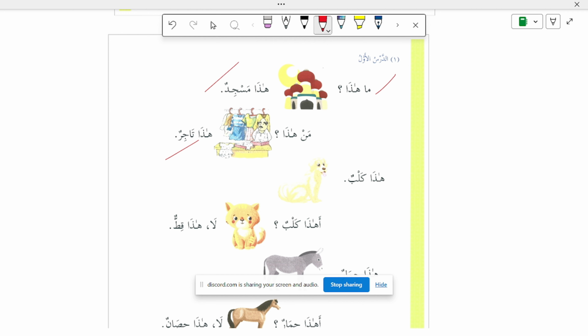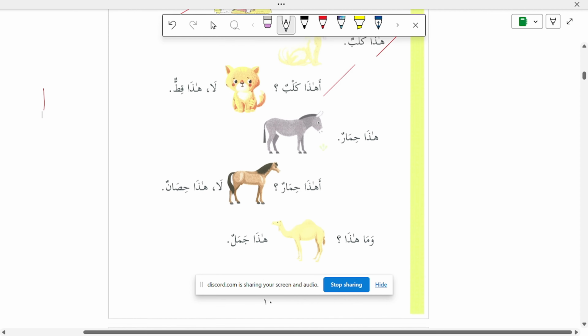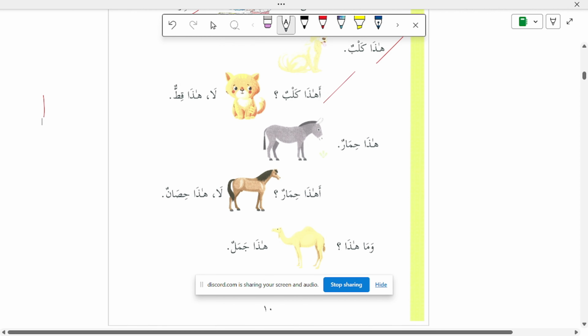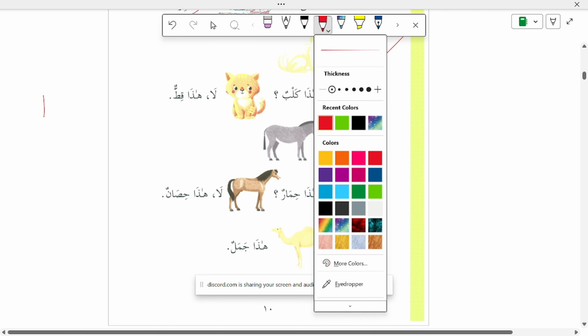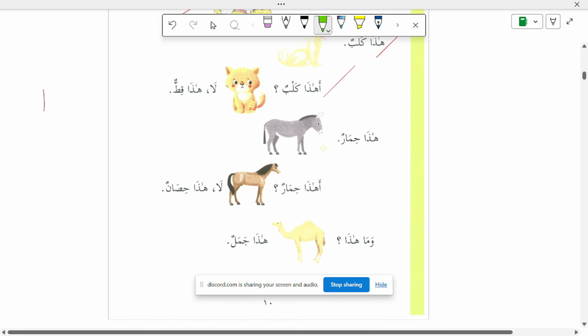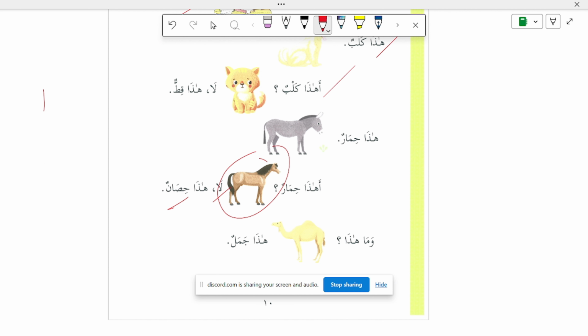This is a shopkeeper, trader. Haza kalbun. This is a dog. Haza kalbun? Is this a dog? La. Haza qitun. This is a cat. Haza himarun. This is a donkey. Now you are asking about this picture. This is not haza himarun. No. La. Haza hisanun. This is a horse.